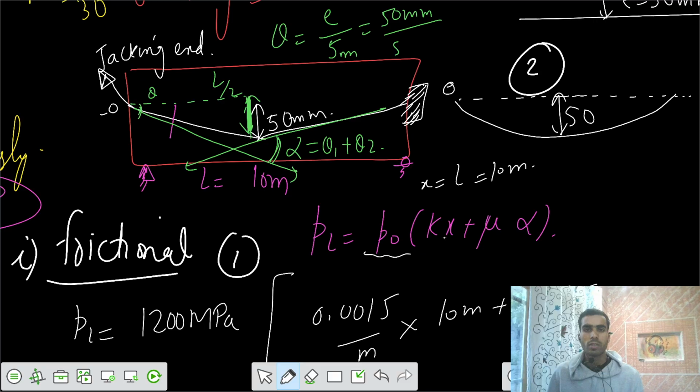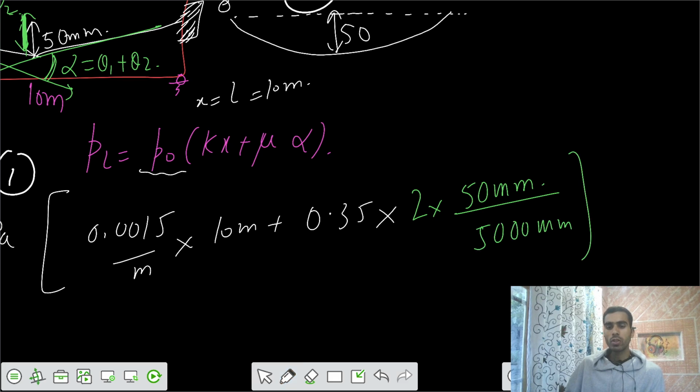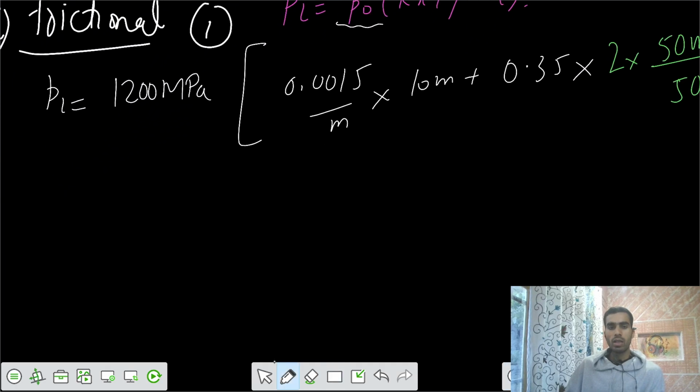Your 5 meters is 5,000 millimeters. So this is your value of theta: 50 by 5,000. Let's substitute that alpha is 2 times that theta. Your theta was actually 50 millimeters divided by total 5,000 millimeters. So you just calculate that loss in the wire 1. That's coming to be 26.4 megapascal.